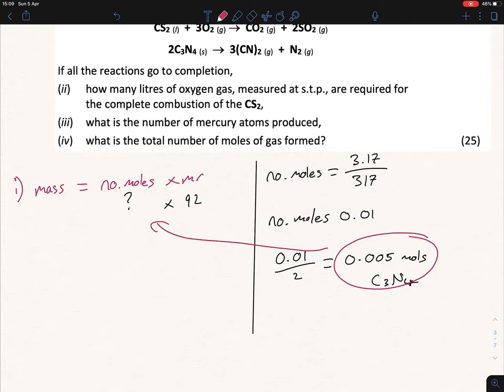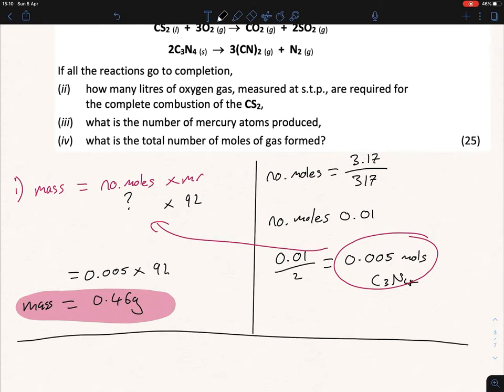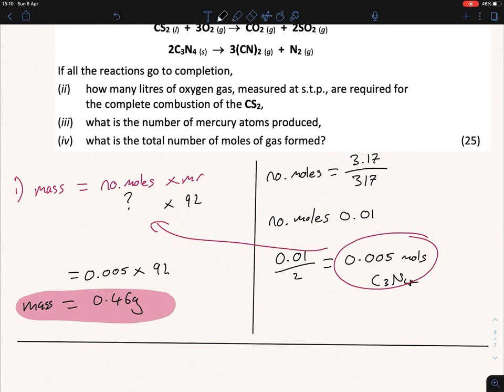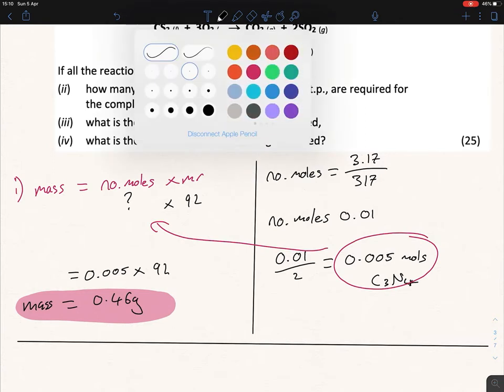So now we rewrite that. It becomes 0.005 times 92, and my mass, if we do that out correctly, should equal 0.46 grams. We just highlight that there. So we had the first one done, and the first one really wasn't the hard one. It's the remainder of them that are a little bit trickier. So I'm going to write down part II now, which is next.